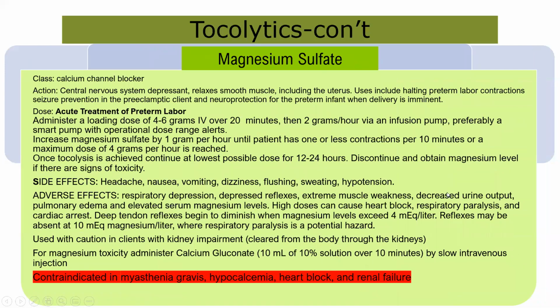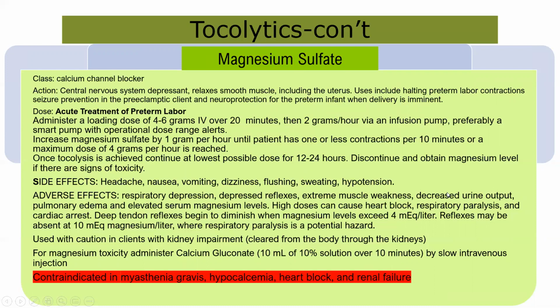Another tocolytic that is utilized is magnesium sulfate. Now, magnesium sulfate, some of the current research tells us that it isn't a fantastic tocolytic, but we use it for another purpose in our preterm moms. It actually is given to mothers in preterm labor for neuroprotection of that premature baby.